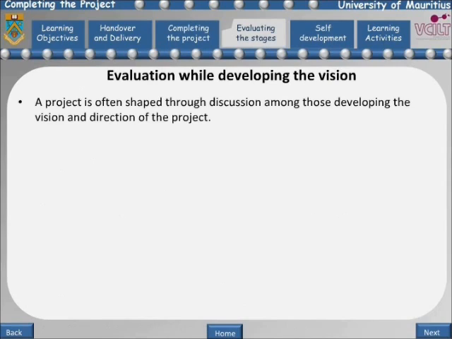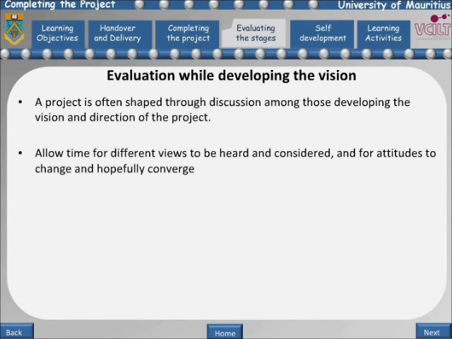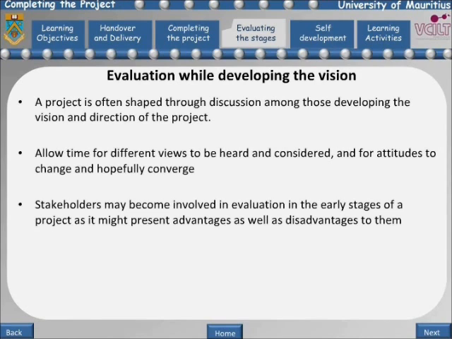A project is often shaped through discussion among those developing the vision and direction of the project. They may agree in general terms about what is to be achieved, but have to make a number of choices before deciding how to proceed. It may be important to allow time for different views to be heard and considered, and for attitudes to change and hopefully converge.